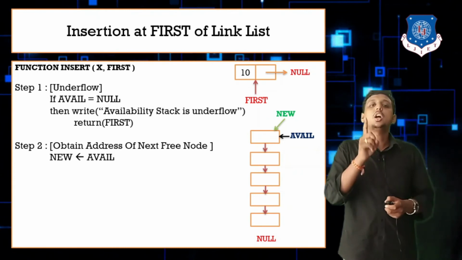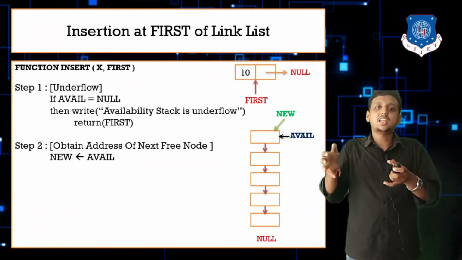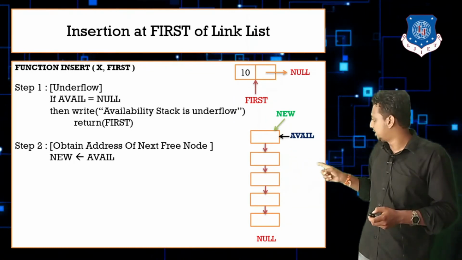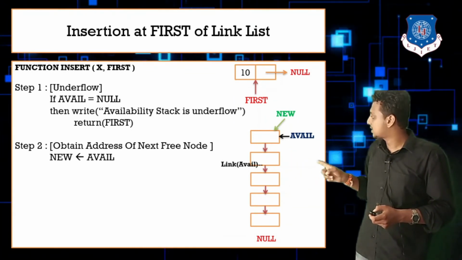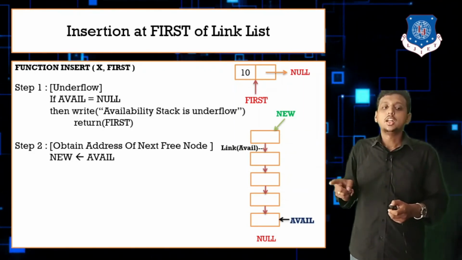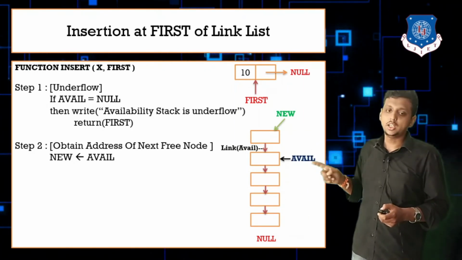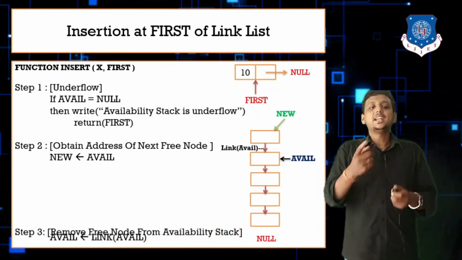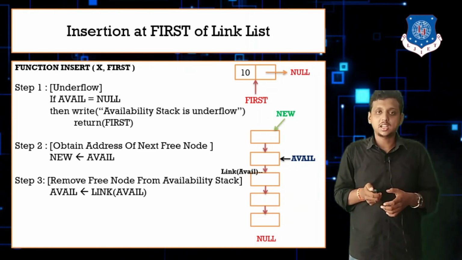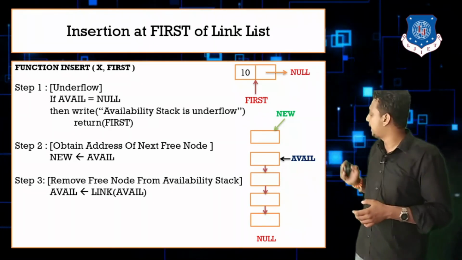To remove the empty node from the availability stack, we need to assign new to avail. Okay, I did it. I assigned new to avail. Next, second step is avail to link of avail. So avail will point to the link of avail. Once I did this, my new node is free to take from the availability stack. So here I am free to take my new node.